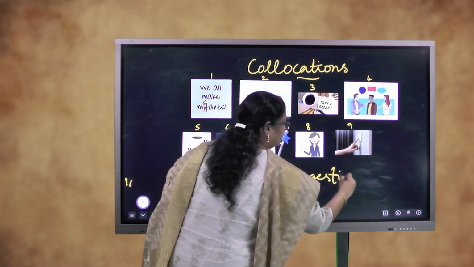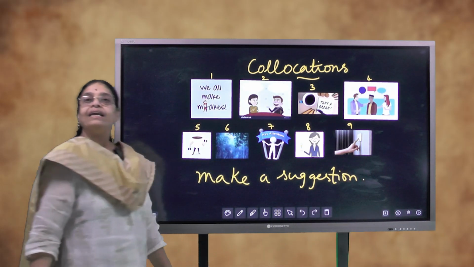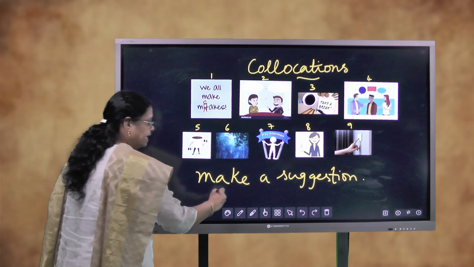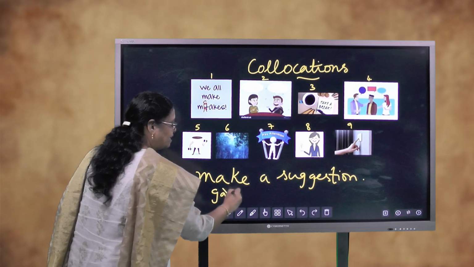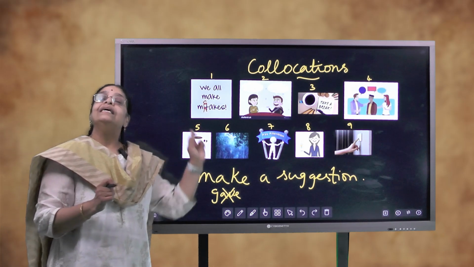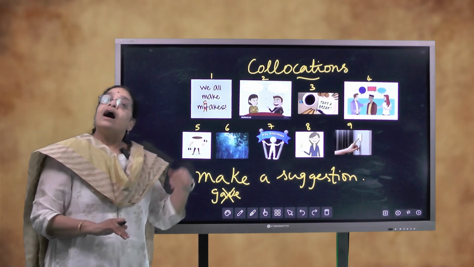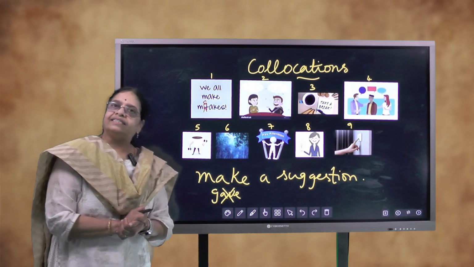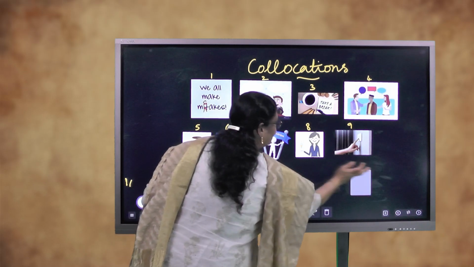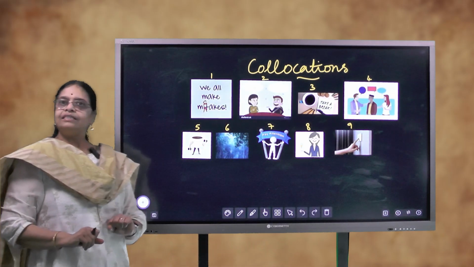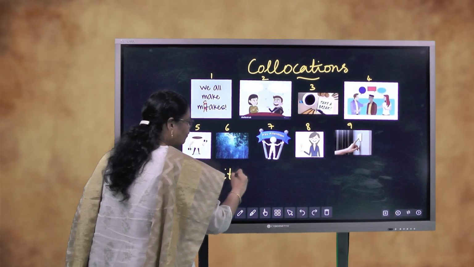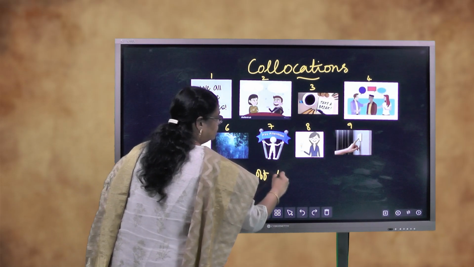My friend made a suggestion, not my friend gave a suggestion. Gave does not collocate or cannot be clubbed with suggestion. So we always make suggestions, or I made a suggestion yesterday to my sister. So the collocation for suggestion is always make. And then the last picture is, it's always switch off or switch on the light.